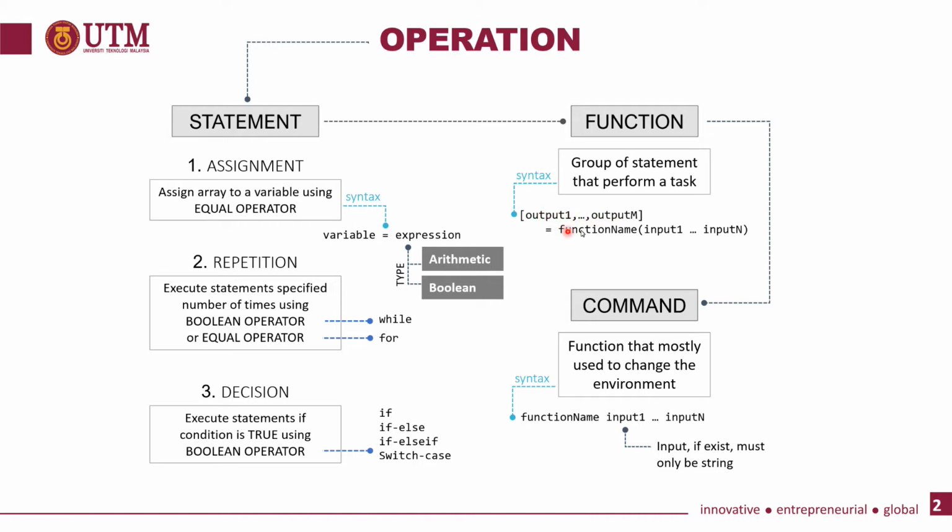So the output equals to the function name. So the function name that you have initialized, and then inside the function name you will have a bracket which consists of the input, okay, input that you give to the function to get the output. And then from the function you are able to create a command. So a command is a type of function that mostly used to change the environment. For example, if you have a function named input 1 until input n, so if this function will change the environment inside MATLAB, so we will call it as a command, okay?